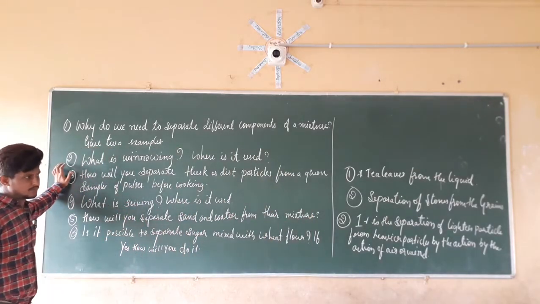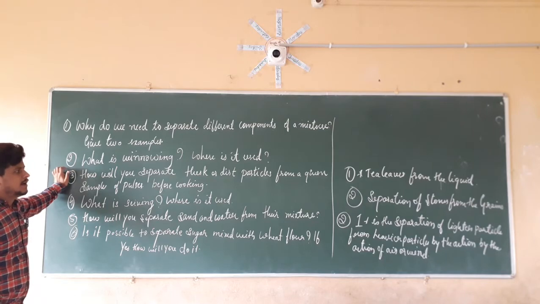Now next, third question. How will you separate husk or dirt particles from a given sample of pulses before cooking?